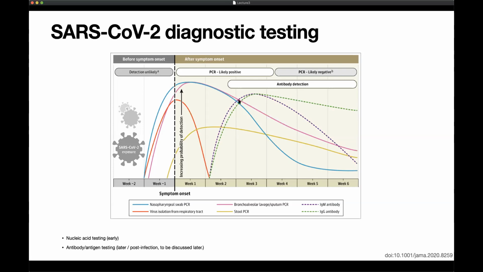Then as your immune system starts clearing the virus, these tests become less able to detect infection because there's less virus. But the other ones that are based on antibody follow the opposite trajectory, in that they're more able to detect the presence of an antibody. And you can also have different types of PCR sampled from either nasopharyngeal swab PCR, virus isolation from respiratory tract, so BALF, and stool PCR, and then you have 2 different types, IgM and IgG antibody, which we'll discuss later.